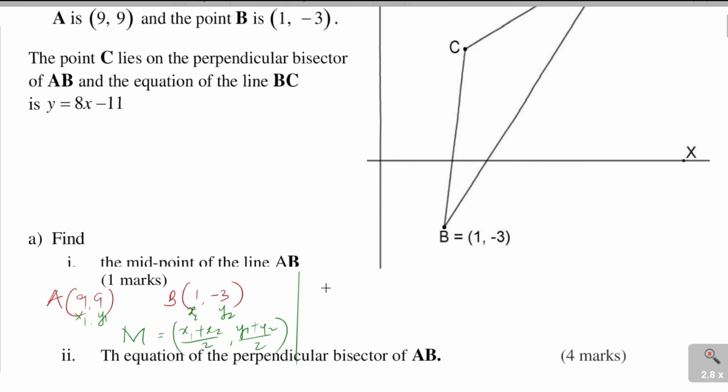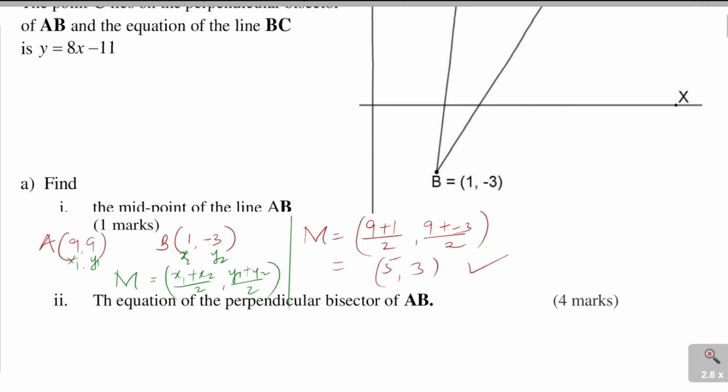So for the midpoint, x1 is 9 plus x2, which is 1, you divide that by 2. Then y1, which is 9, plus y2, which is -3, divide that by 2. So this will give 10 divided by 2, which is 5. Then 6 divided by 2, which is 3. So the midpoint is (5, 3). We go to part B.